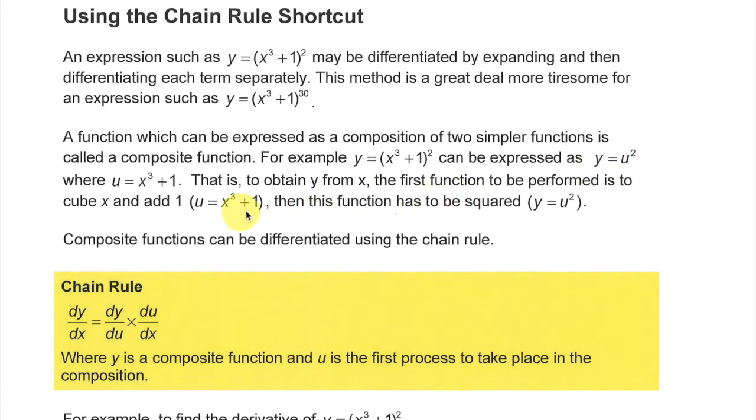When we have expressions like this, compositions, then what we can do is apply the chain rule. So dy/dx will equal dy/du multiplied by du/dx. And this becomes more obvious in the example below.